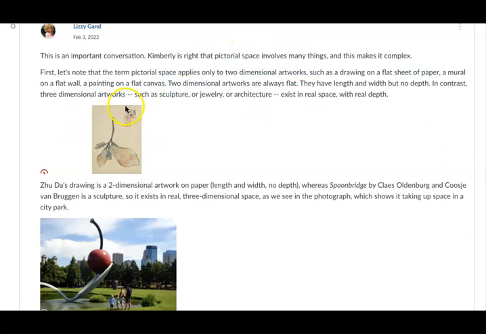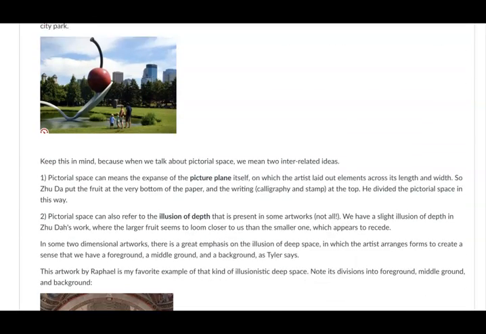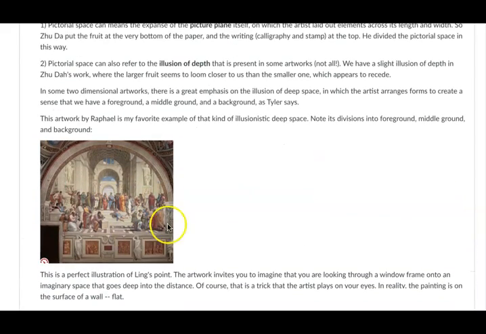Pictorial space refers to the space within a two-dimensional field, like Jus d'Oz, or real space when you have a sculpture like this marvelous sculpture of a cherry on a spoon. And pictorial space is complicated because, as I explained in this discussion, you have the length and width, the two-dimensional space, but often, not always, often you will have an illusion of depth. So I talk about that in this section.